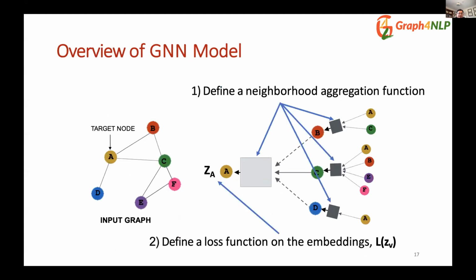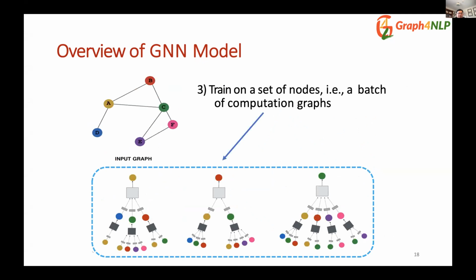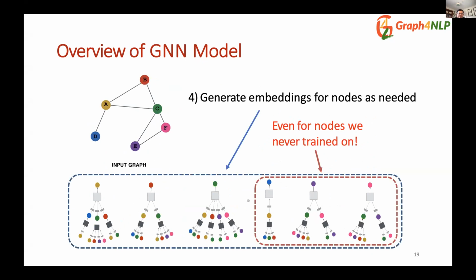Okay, so here let's take an overview of the graph neural model. The first thing you want to do is define a neighborhood aggregation function where, for example, you aggregate the representations from A and C to generate the representation for B, and the same thing for C and D, and then propagate to A. Once all the graph nodes have learned their corresponding embeddings, you can define a loss function on the embeddings, for example to do a node classification task, and then train a model on the set of nodes, where each node is a batch of the computational graph, right? And then you can generate a node embedding for each node as you want.